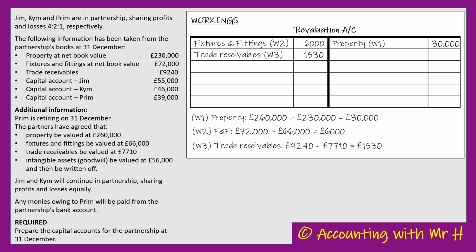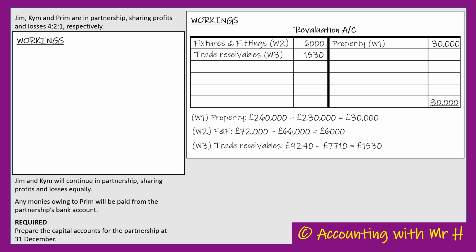Then what I'm going to do is work out the overall net gain. So see which side of the revaluation account has got the most on it. In this case, it's the credit side, so I can total that at 30,000. It doesn't always have to be the credit side, so just go with whichever side's got the most on it. And then I'm going to work out how much we've got to share out. So let me get another little box. There we go. So there's 30,000 on the credit. I'm going to take away what's on the debit, so the 6,000 and the 1,530. That leaves me with 22,470 to be shared out between the partners.